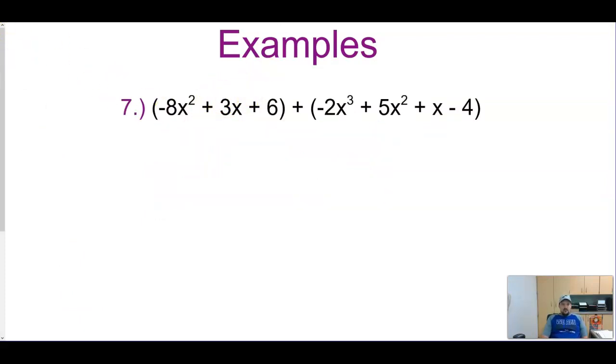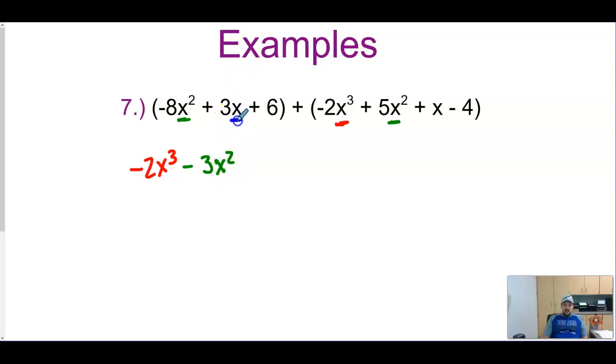Alright, let's start once again with the biggest exponent. Let's see, we have an x squared, an x to the first power and a constant, an x cubed, an x squared, an x to the first power and a constant. So it looks like I have an x cubed right here, and that's the only one I have. So I'm going to bring down this minus 2x cubed as part of my answer. Okay, next, do I have any x squareds? I have one right here, and I have one right here. So we're going to do negative 8 plus 5, which is a negative 3x squared.